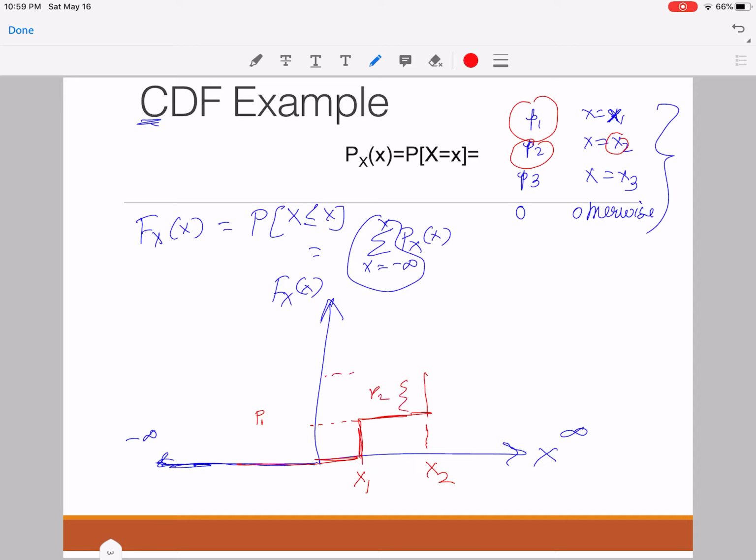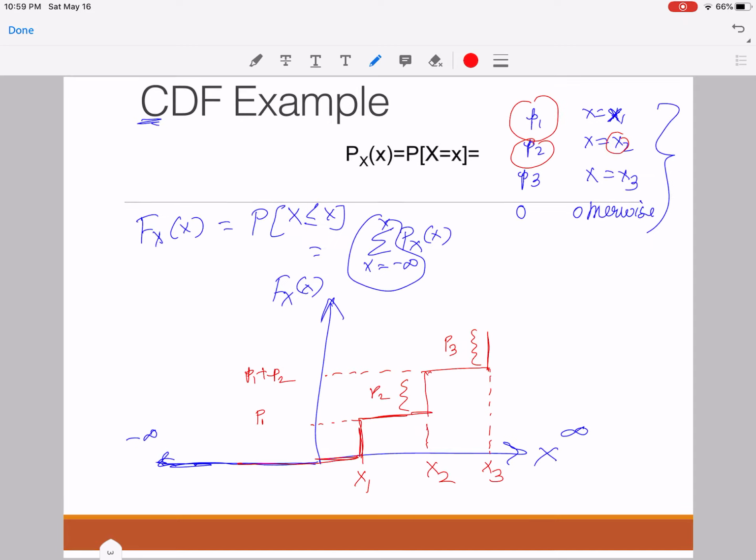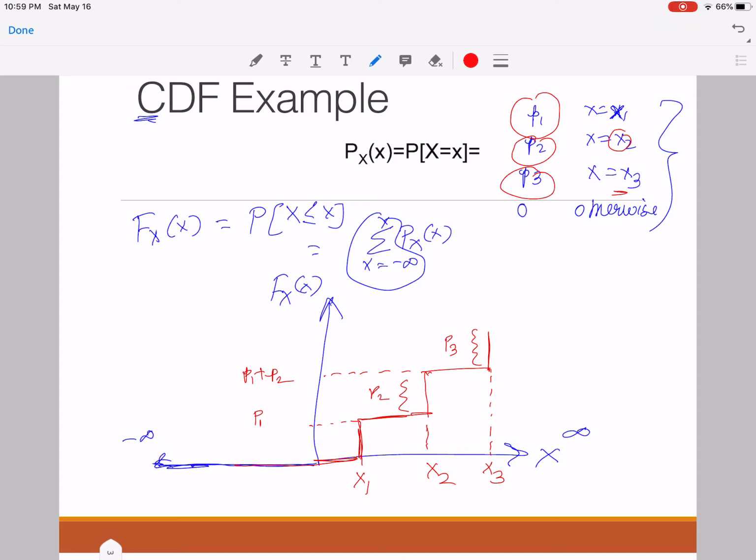So now my CDF is at a new value, which is P1 plus P2. This CDF is going to remain constant until the next discontinuity, which is x3, at which time there's going to be another jump. And this jump is also equal to the probability that random variable X is equal to x3, and that is P3. So now the CDF has a new value, which is P1 plus P2 plus P3. And this is the final point, and from this point onwards, the CDF is going to remain stable.